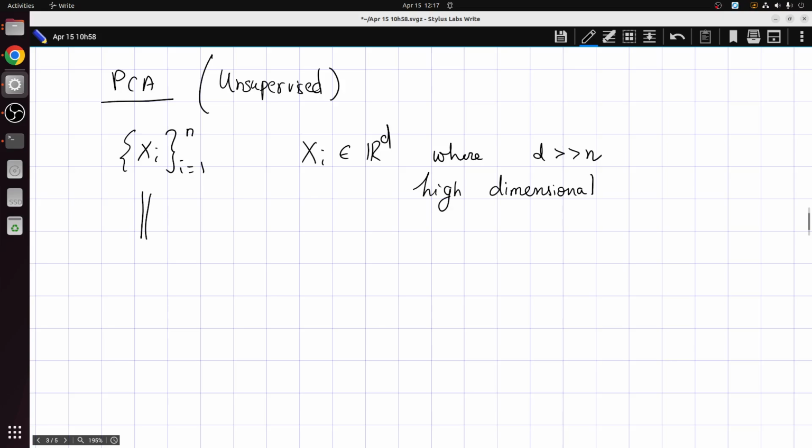So instead of this, you want to transform this problem into xi bar, i going from 1 to n. What is the speciality? This xi bar belongs to R^k, where k is much less than d. So you want to transform the problem into a lower dimensional problem. So how is that achieved?